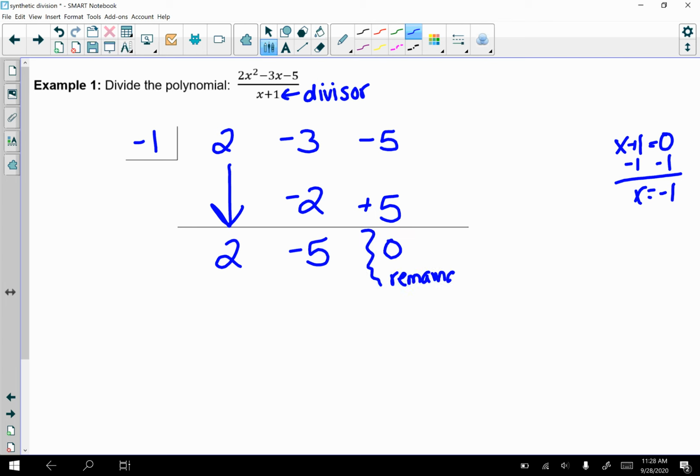So since I got 0, it's a factor. There's no remainder. Then it goes from right to left in increasing order because I want to keep it in standard form. So this is my constant, and this is my x to the first. If there was something else over here, it would be x squared, x to the third, and so on. So my final answer is 2x minus 5.